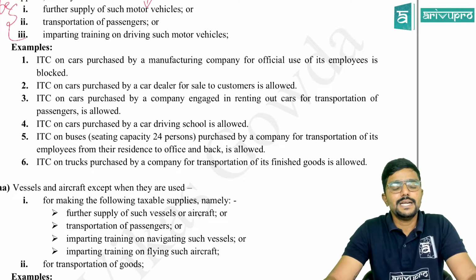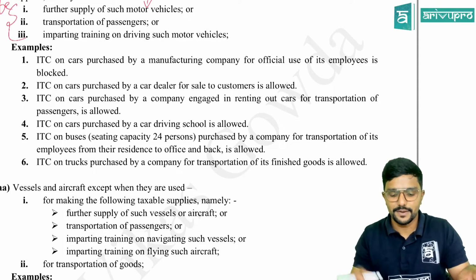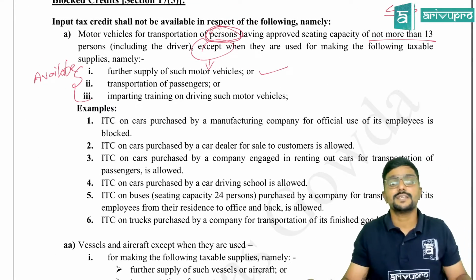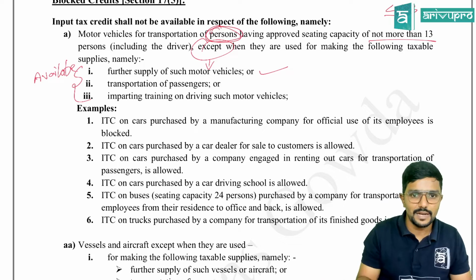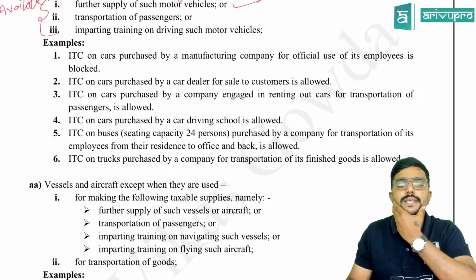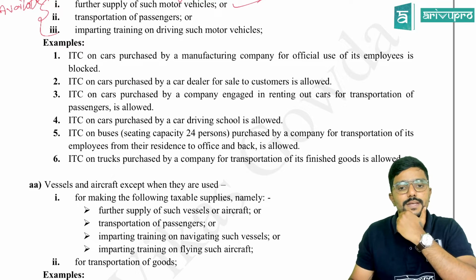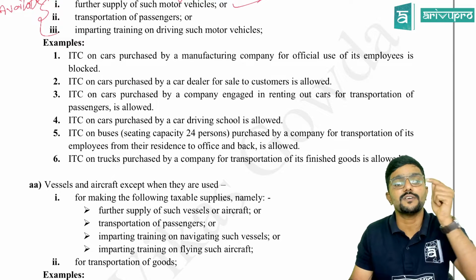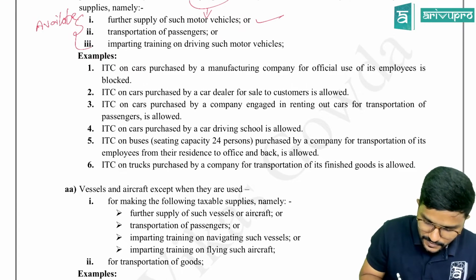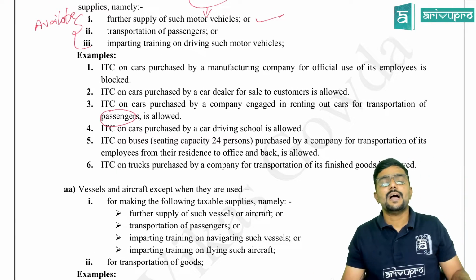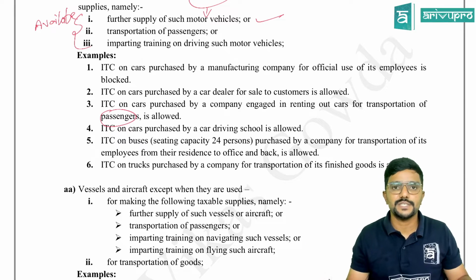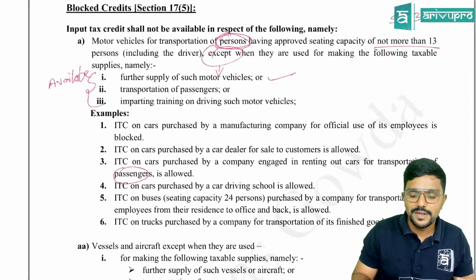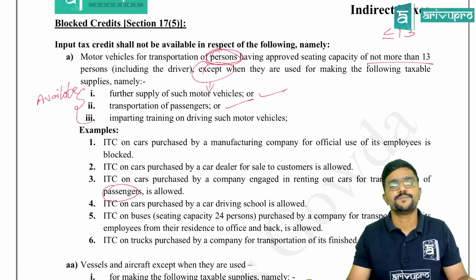Okay. Next one. ITC on cars purchased by a car dealer for sale to a customer is allowed. Why? Because it is covered in this point. Further supply. Car dealer has purchased the car for further supply. So credit is available. Third one. ITC on car purchased by a company engaged in renting out cars for transportation of passengers is allowed. So there is a cab company which has purchased a motor car for renting it to the passengers. In that case, is the credit available? Yes. Why? Because it is covered in this point.